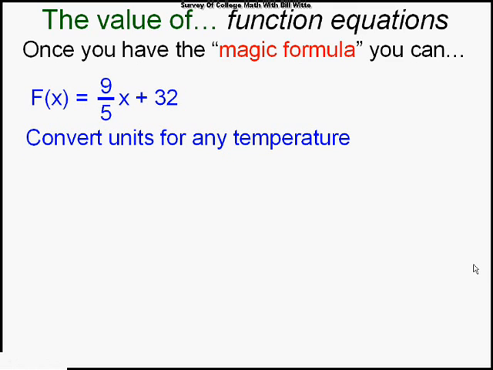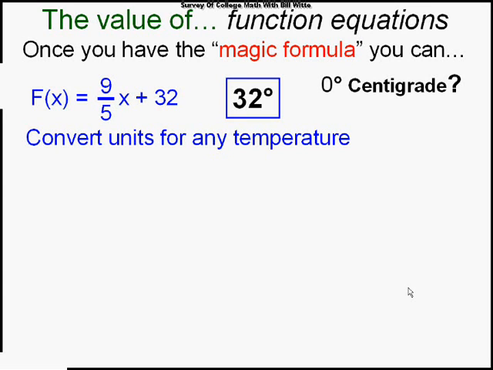You're going to be able to do all kinds of things. For instance, we can convert units between Fahrenheit and centigrade, which is used in chemistry and physics. 0 degrees centigrade, you can put it into the function. Let's see, 9/5 times 0 plus 32. You know the answer to that. 32 degrees. But you can put other temperatures in.